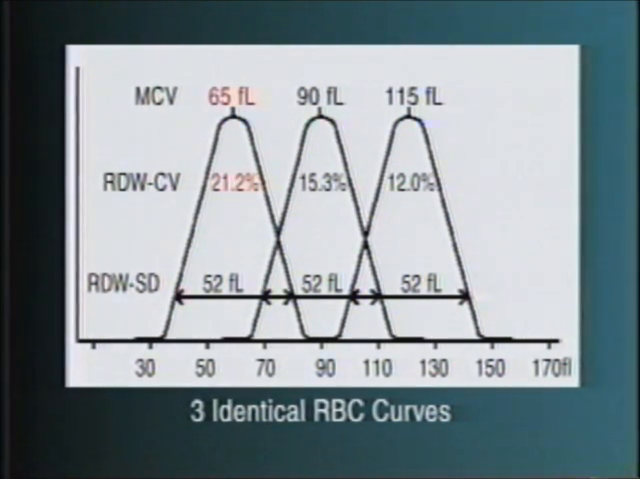When we divide our one standard deviation by 65 femtoliters, we get an RDW-CV of 21%, and when we divide by an MCV of 115, we lower that RDW-CV to 12%. Now, one of the uses proposed for the RDW-CV was to help classify anemias, specifically to help differentiate iron deficiency from thalassemia. Both the RDWs can be used to help classify the anemias, and they have some success, but certainly are not foolproof.